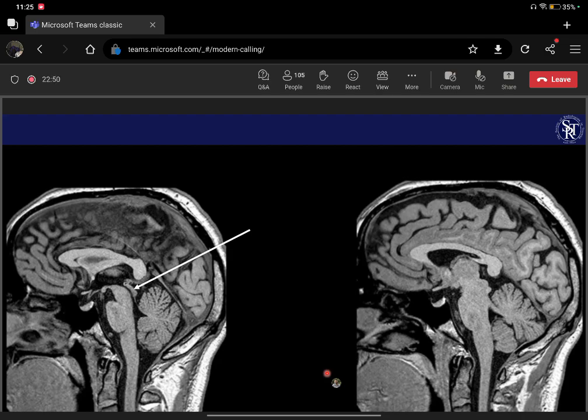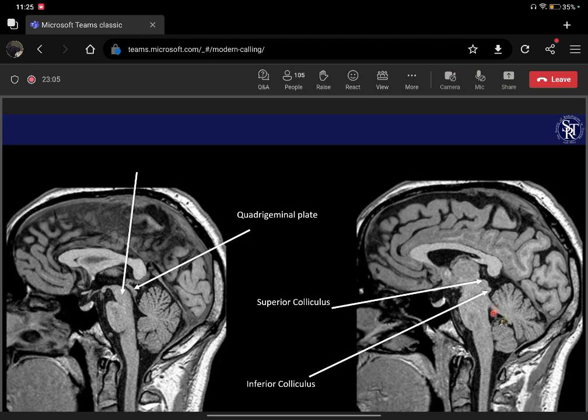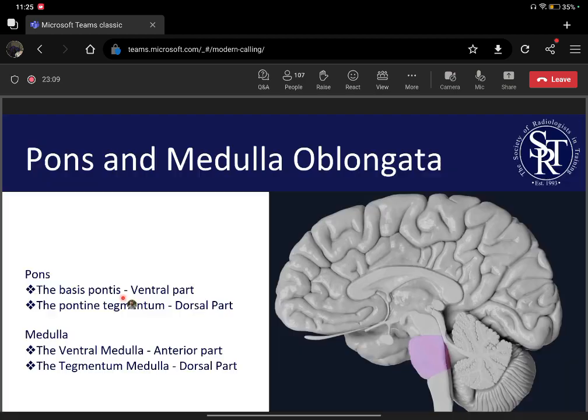We have an arrow here pointing to the quadrigeminal plate. And if we move more to the side, we can see what it's actually composed of, which is the superior and inferior colliculus. This part over here would be the midbrain tegmentum.